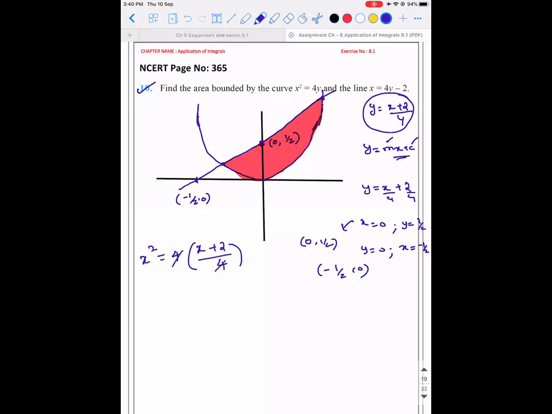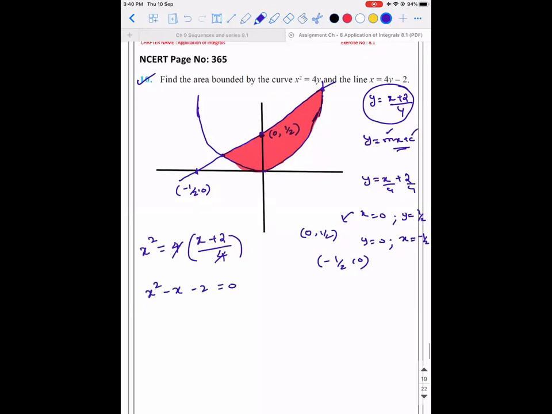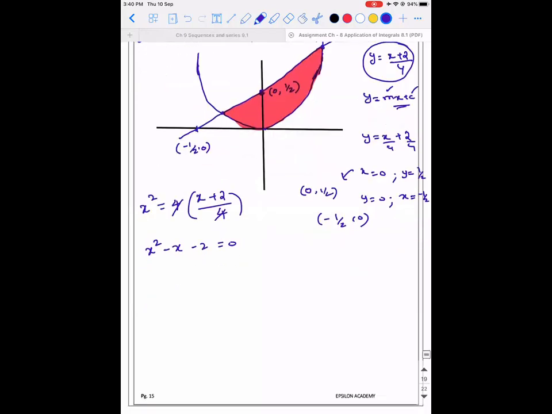So x square minus x minus 2 is equal to 0. Correct? I want x values then. X minus 2 into x plus 1 is 0. X is equal to 2 or minus 1. So this coordinate will be 2 comma 0. This coordinate will be minus 1 comma 0. But how come minus 1 is here and minus half is here?